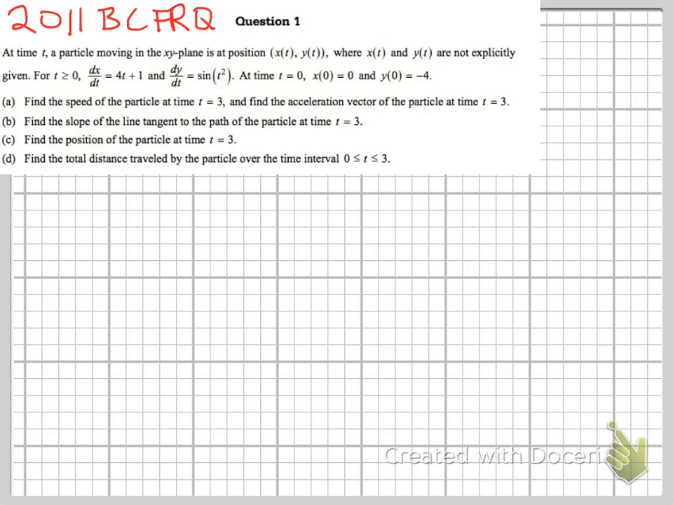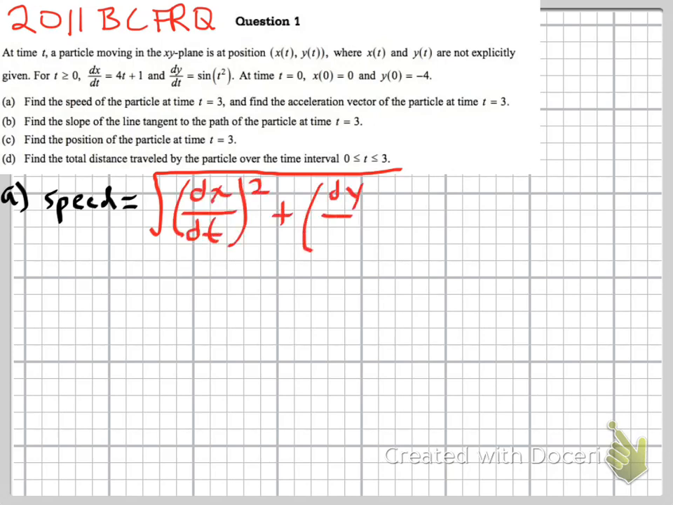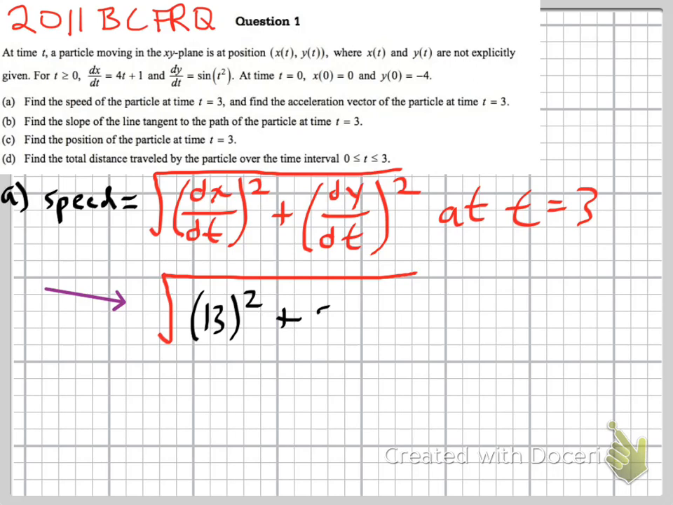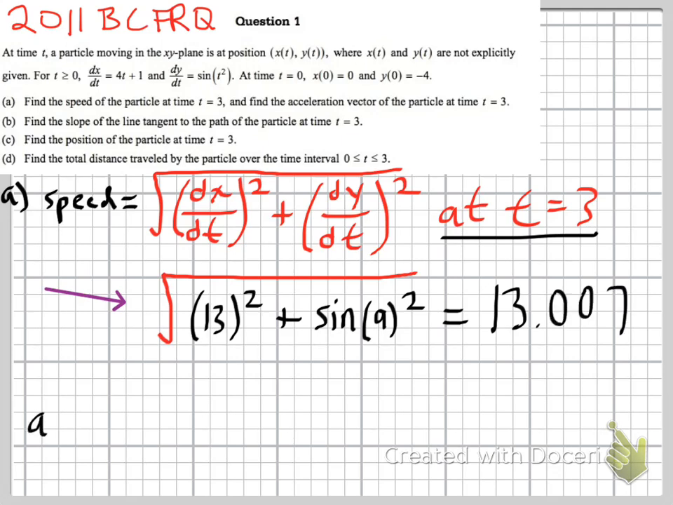So first it asks to find the speed of the particle at t equals 3. When you hear speed of the particle, you should automatically snap in your head the speed equation, which for this case is simply the square root of dx/dt squared plus dy/dt squared. And we're evaluating at t equals 3 because that's what the question is asking. Of course this is a calculator question, and I'm using a calculator. So evaluating numerically, you would get 13.007.